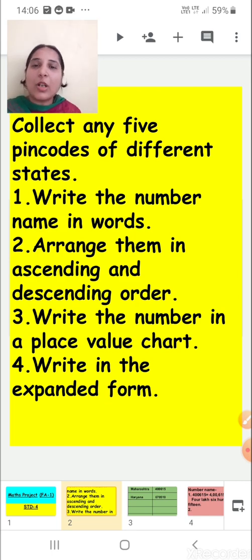Then first you have to write the number name in words. Whatever pin code you get, you have to write its number name according to the Indian number system. Okay. Then number 2, you have to arrange them in ascending and descending order. Number 3, write the number in a place value chart. And then number 4 is to write in the expanded form. Now stepwise I will tell you how to do it.